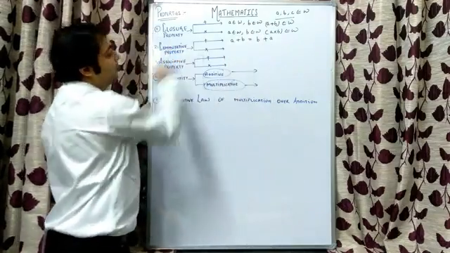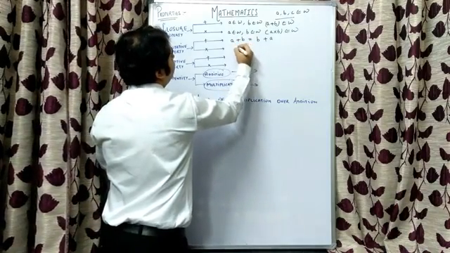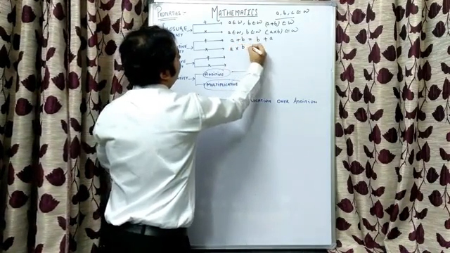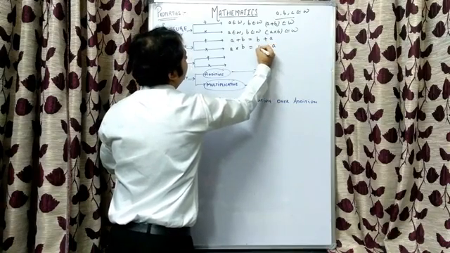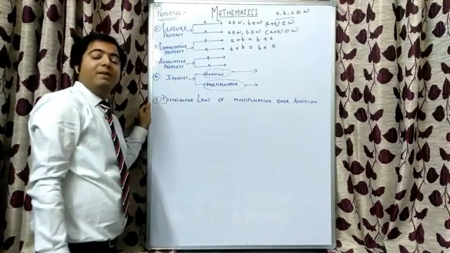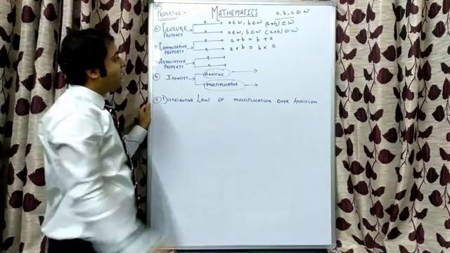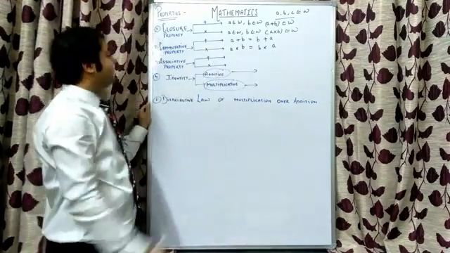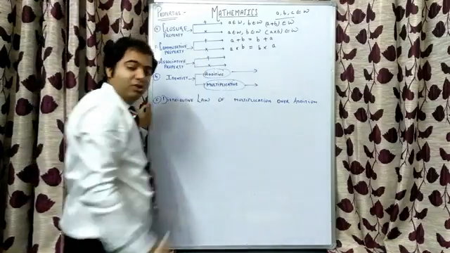Now the commutative property of multiplication states that if B is being multiplied to A, it will be similar to A being multiplied to B. That means the position of the whole numbers does not matter for addition and multiplication. Now the next property, associative property of addition.